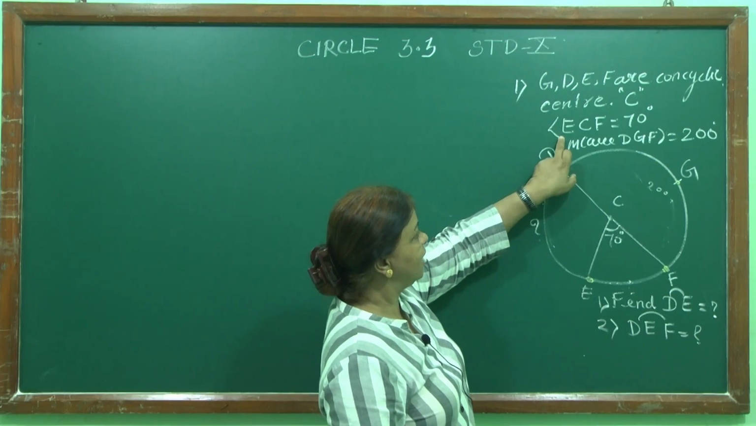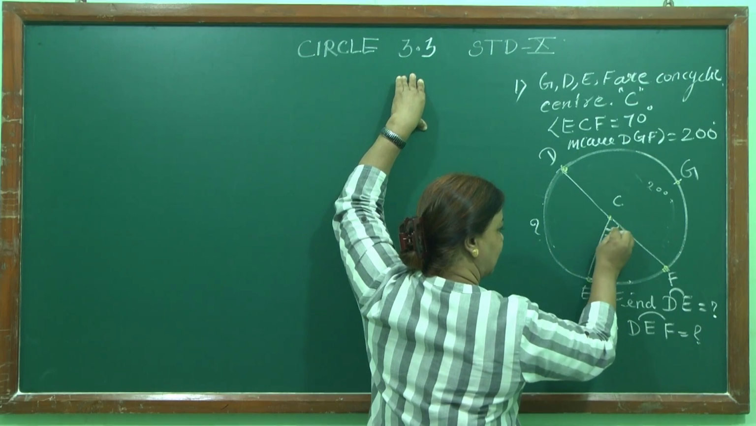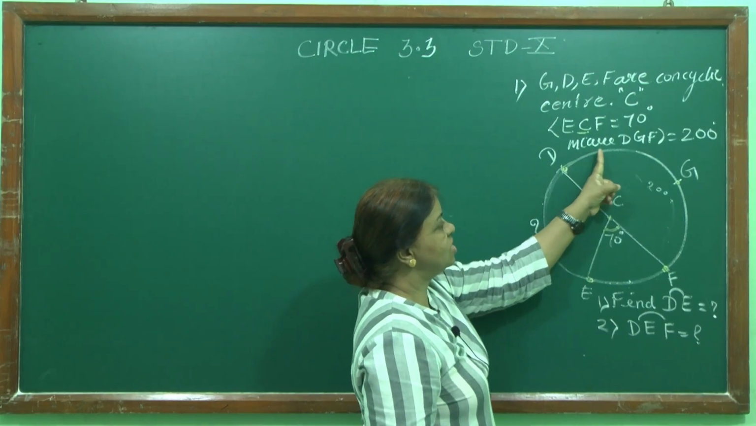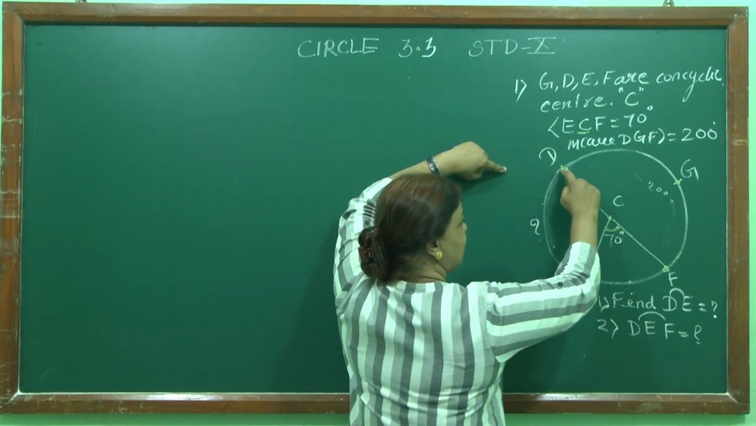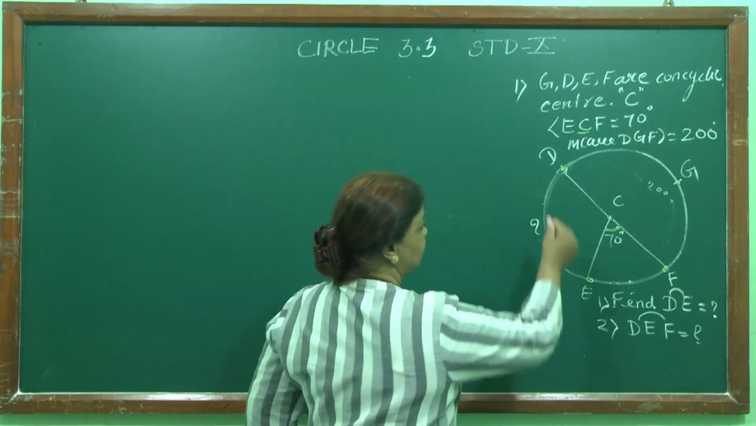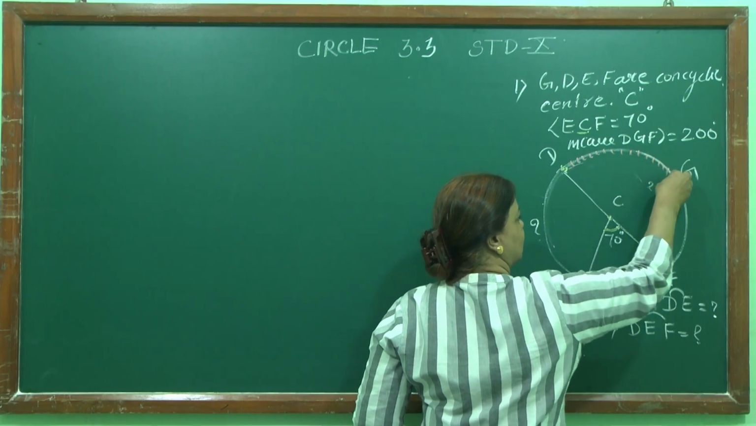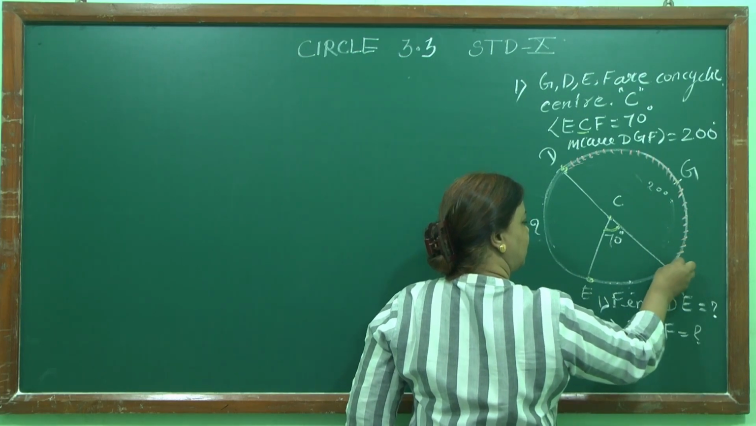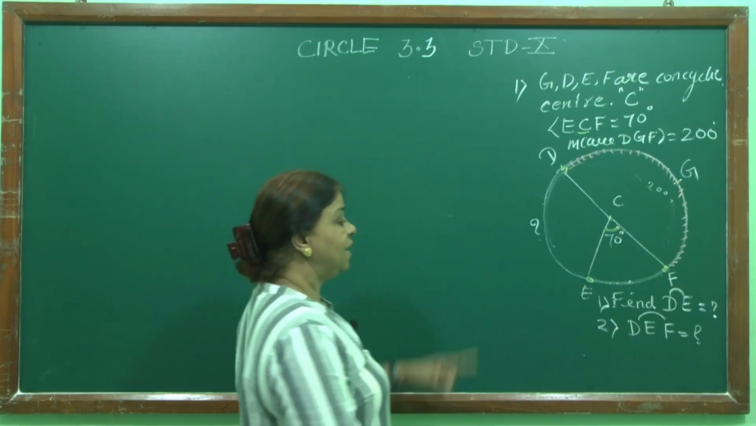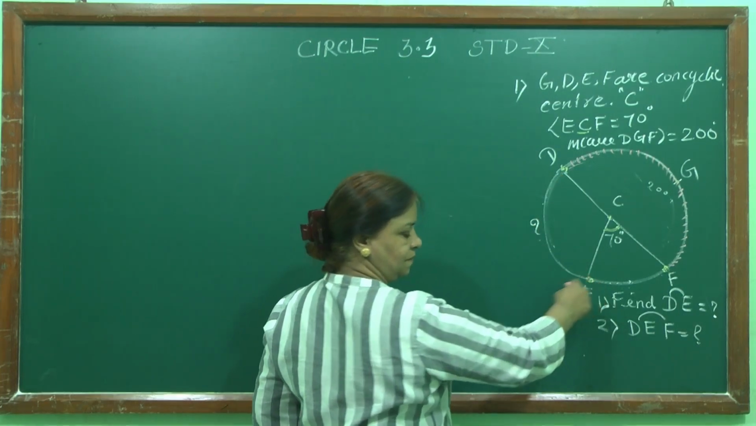And in this, the given angle ECF, see, ECF means this middle angle. How much is it? 70 degree. Major arc DGF, means from here, I am drawing with pink, major arc DGF is given how much? 200.